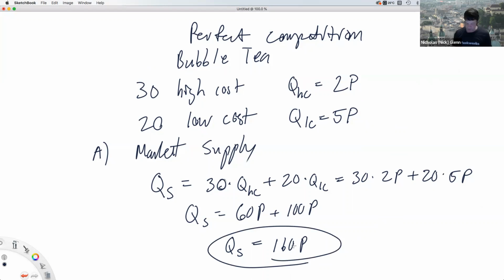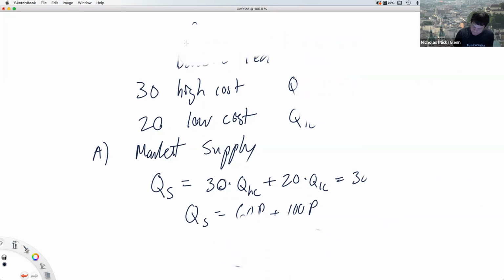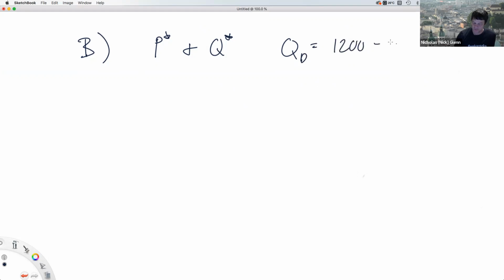All right, so that's our first part. Now, what's our next part? Well, we want to find the equilibrium price and quantity, and so we'll need to get the market demand. I'll write that here in a second. Let me erase this first. Okay. So we want to find the equilibrium price and the equilibrium quantity in the market, but we need our demand curve. So we're going to say the demand curve is represented by 1200 minus 50p.